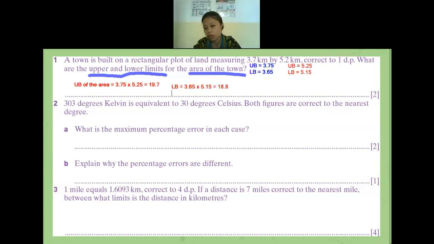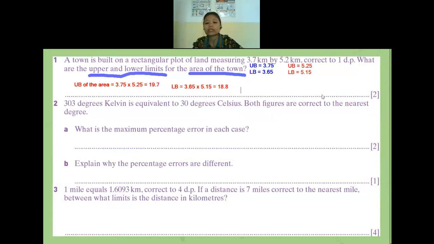Is there anyone get confused? No one? Really? For sure? If no one gets confused, then I'll continue to question 3.